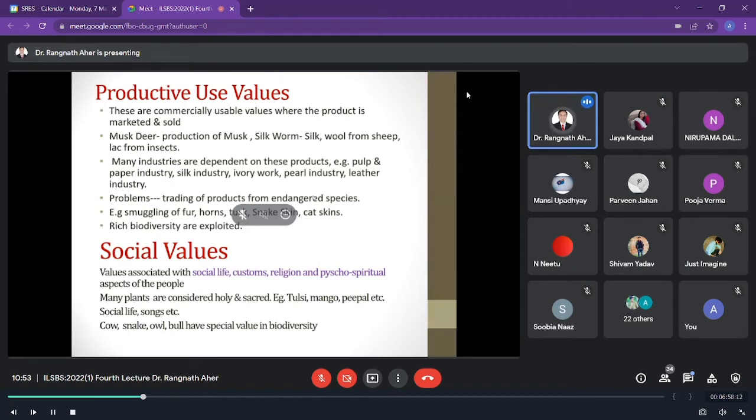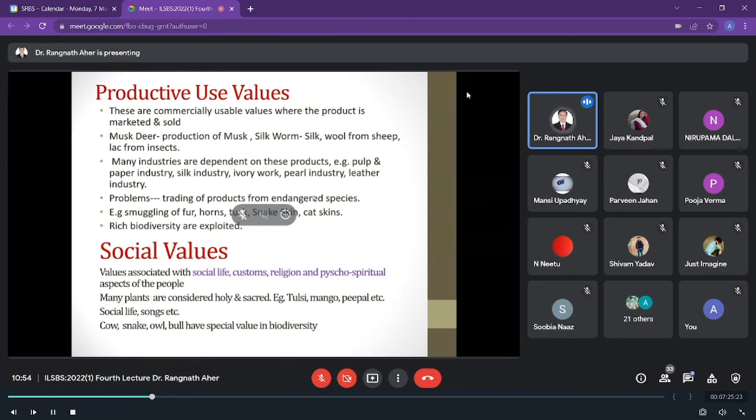So there are some problems. That is the trading of products from endangered species. For example, the smuggling of fur, horns, tusk, snake skin, cat skin. These are some of the examples of these problems. That is, rich biodiversity is exploited day by day.